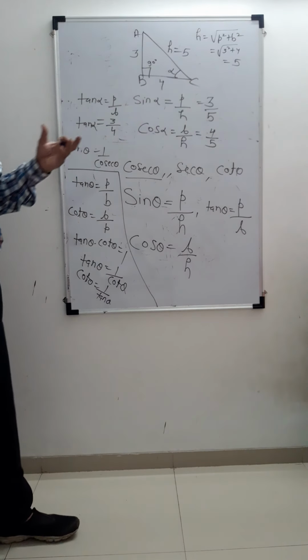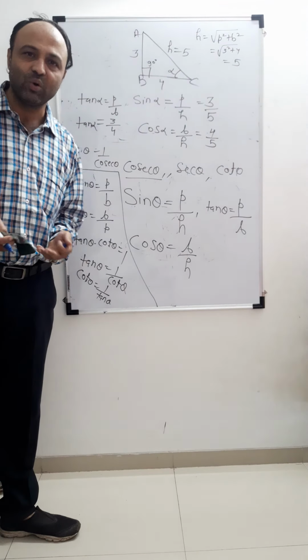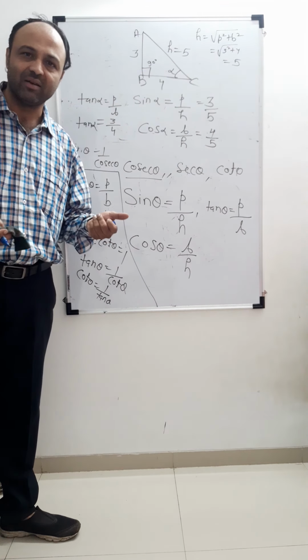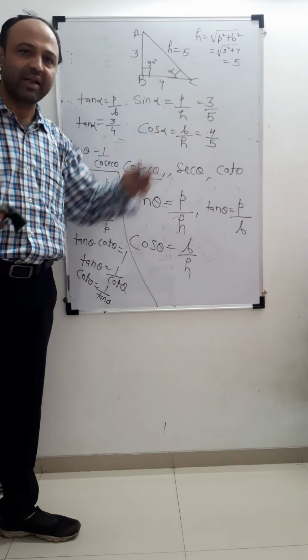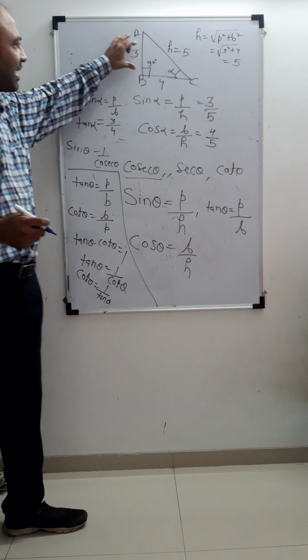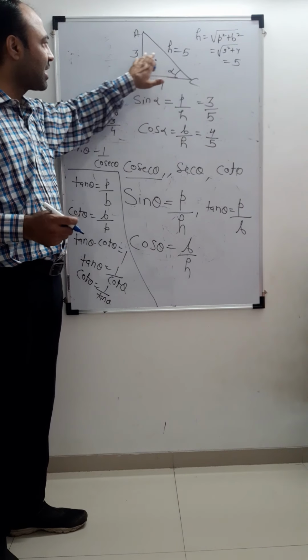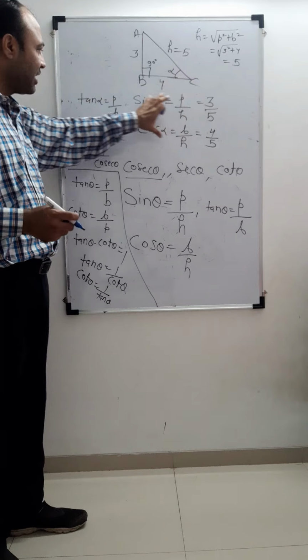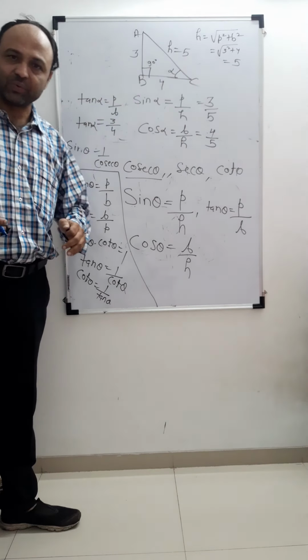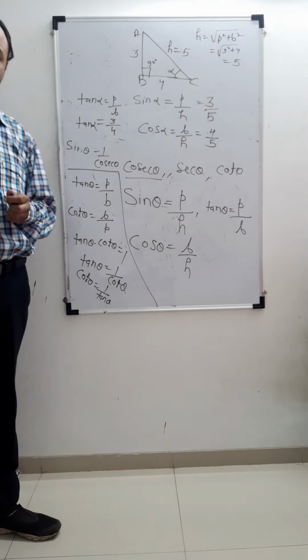Fine. So if you came to know sine alpha, you can come to know cosec alpha. Just reciprocate. Sine alpha is 3 by 5, so cosec alpha is 5 by 3. Fine. So in a right angle triangle, if these measurements 3 and 4 are given and you have calculated the hypotenuse 5, then you can get all 6 ratios in that right angle triangle. Fine.